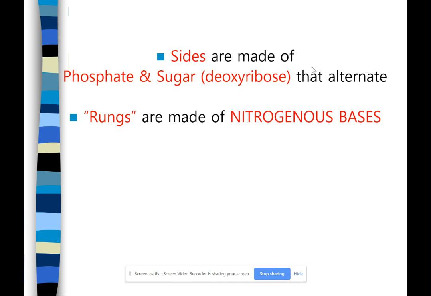So the sides are the phosphate and the sugar. And then the rungs, sometimes we like to compare this to a ladder. So the sides are the phosphate and the sugar, like the side of a ladder. So it's the pool and the house. And then the rungs or the steps are the nitrogenous bases.